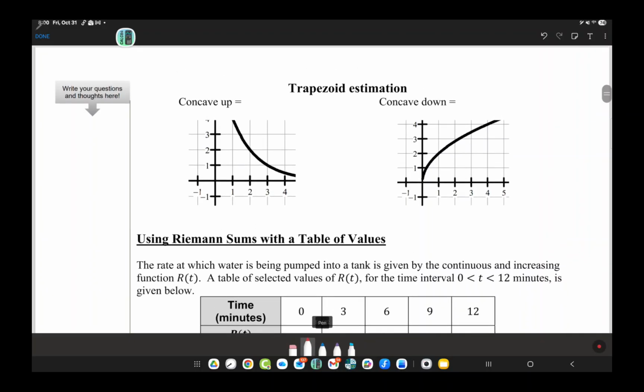Trapezoidal estimation. We'll go from 1 to 3 again. If it's concave up, we are adding this bit of area right here. So that is going to be an overestimate. Again, from 1 to 3, we are excluding this area right here. So that is an underestimate.